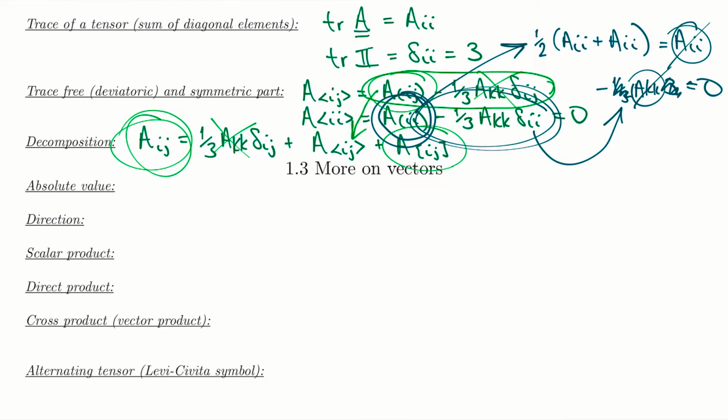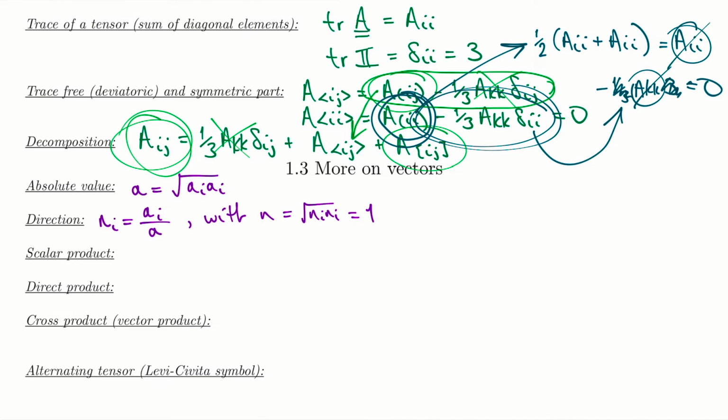For the absolute value, I can write that as the square root of a_i a_i. If I want the direction of a vector, I would divide it by its absolute value, and this would have n_i n_i equals 1, the square root of n_i n_i would equal 1, the absolute value of our direction vector. So that's how we would end up with a direction vector, n sub i.